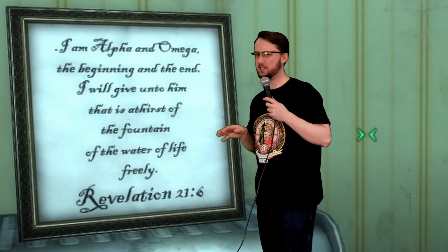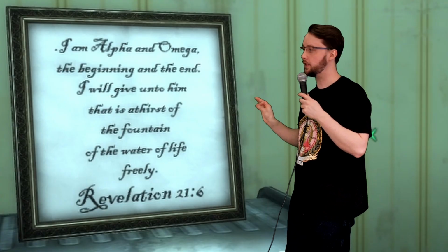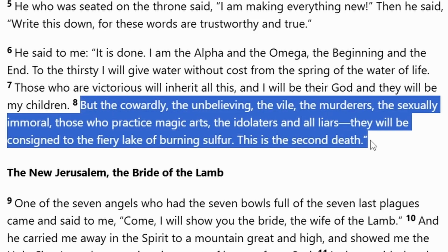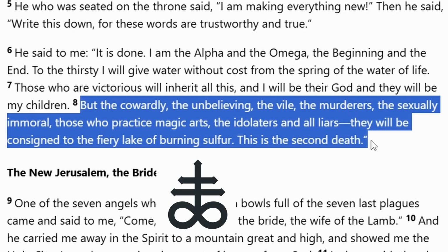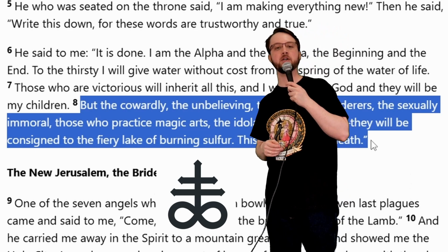Which doesn't really seem to fit in too well with the game unless you continue reading and you get to this part. The cowardly, the unbelieving, the vile, the murderers, the sexually immoral, those who practice magical arts, and idolaters, and all liars, they will be consigned to the fiery lakes of burning sulfur. This is the second death. Yeah, I think that fits better.